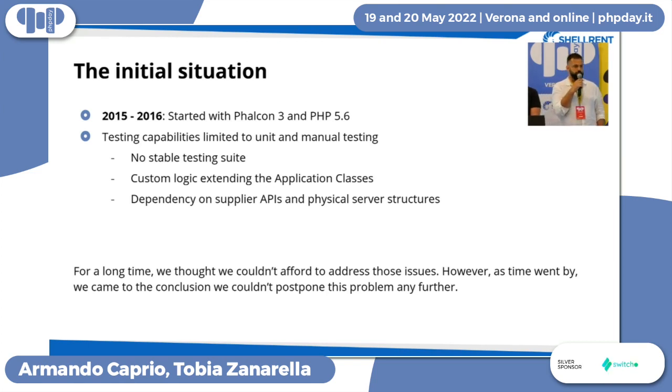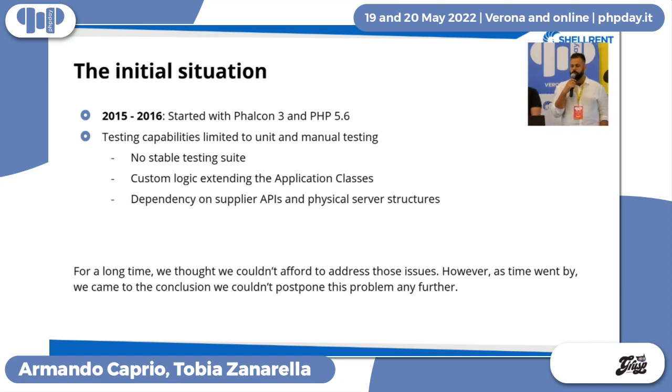Phalcon has the distinct trait of being written in C and Zephir, and bundled and distributed as a PHP extension. We started the development in 2015 with Phalcon 2 and PHP 5.6. The first release was in June 2016, when we updated to Phalcon 3. At the time, the testing was limited to manual testing of web pages and the unit testing of simple utilities.